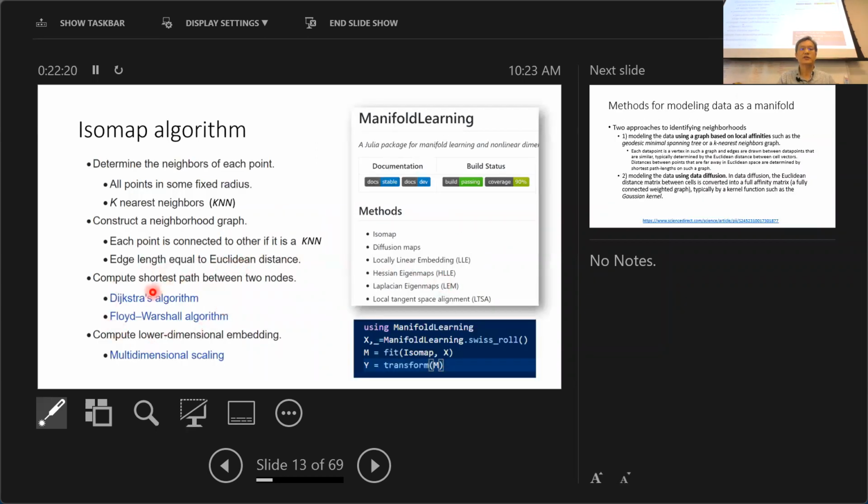That's what I mentioned. You have to compute the shortest path between two nodes. You build a KNN neighborhood graph, and then there are algorithms for computing the shortest path distance on the network. Once you have this, the last step is the same as traditional multidimensional scaling.